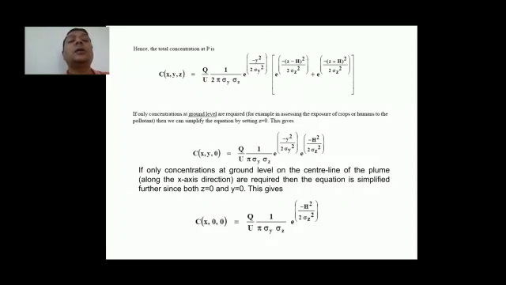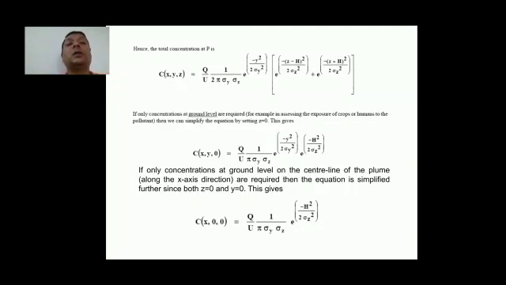Now considering all these things, the C(x,y,z) is equal to Q upon U into 1 upon 2 pi sigma y sigma z into e raised to the power minus y square divided by 2 sigma y square, in bracket, into e raised to the power minus bracket z minus capital H whole square divided by 2 sigma z square, plus e raised to the power in bracket minus z plus H whole square divided by 2 sigma z square.